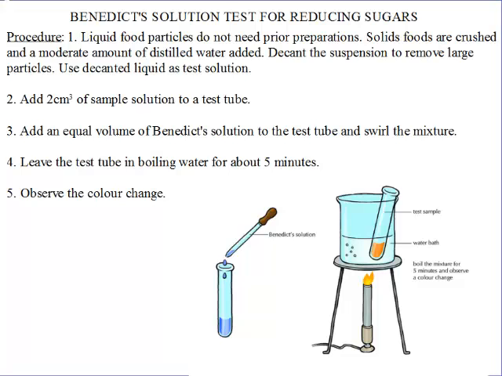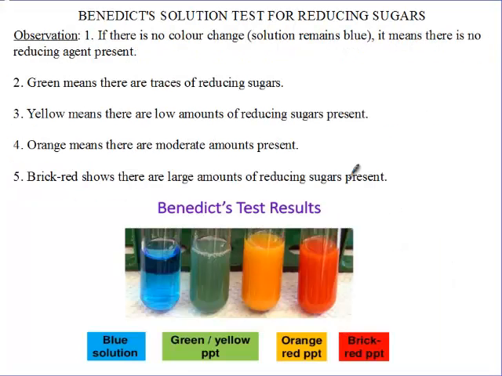So let's see our observations. Now, if there's no color change, if it still remains blue, that means there is no reducing sugar present. If it changes to green or yellow, that means there are trace amounts or very low amounts of reducing sugars present. An orange color is telling us that there are moderate amounts, and then a brick red color will show that there are large amounts of reducing sugars.